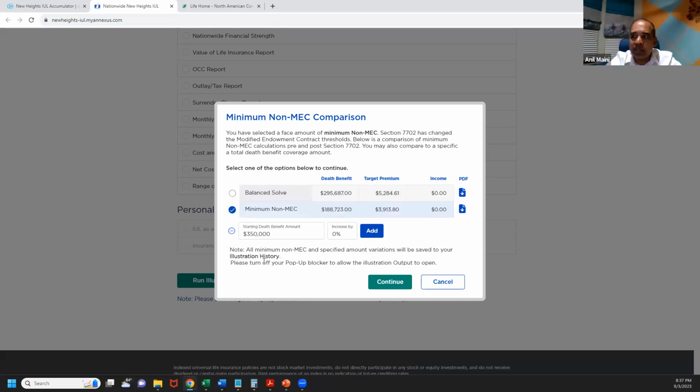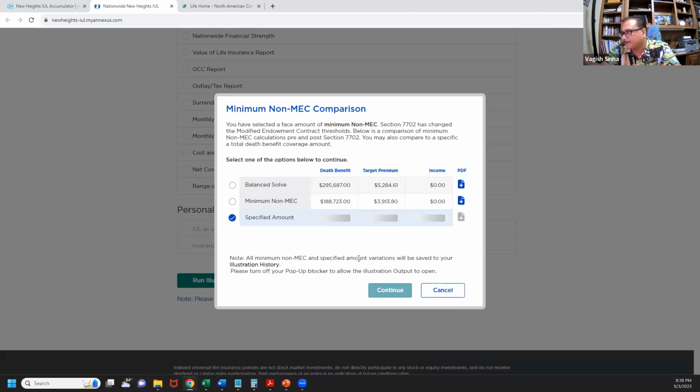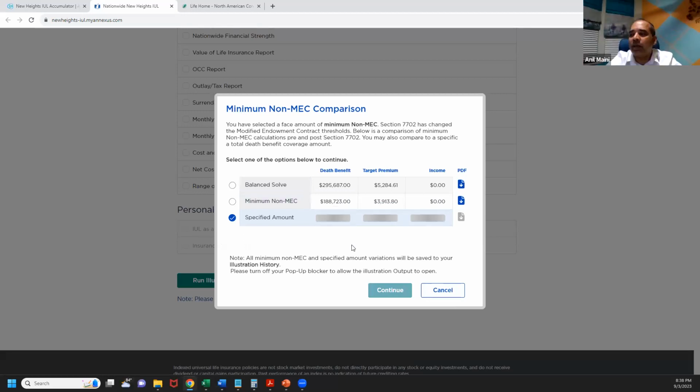So you choose non-MEC. This is the minimum one, correct? 188, the minimum non-MEC. If you want to round that off, you can choose 200K, or give your own number. Let's say 200K. Click on add, and it will run at the same time.